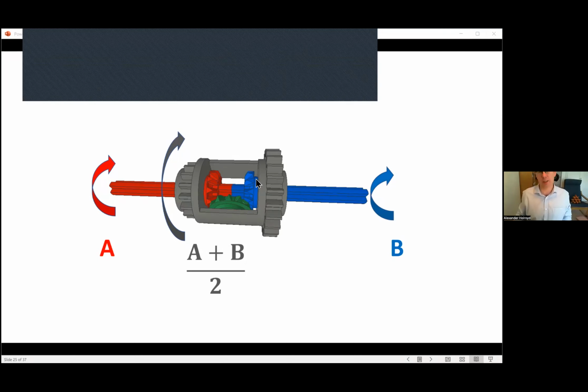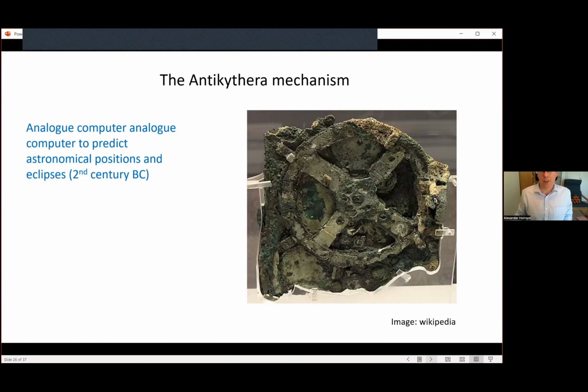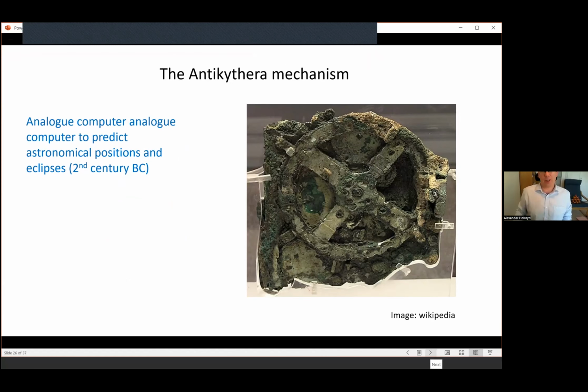Right, so as I said, here's a differential. You have 2 side shafts. The speed of the central shell is exactly the average of the 2 speeds. So here is a remarkable thing that somebody did.